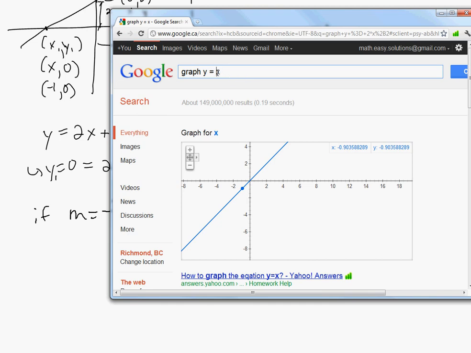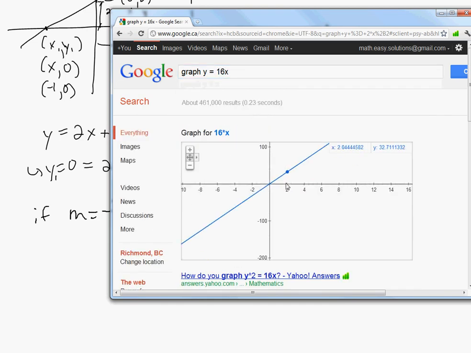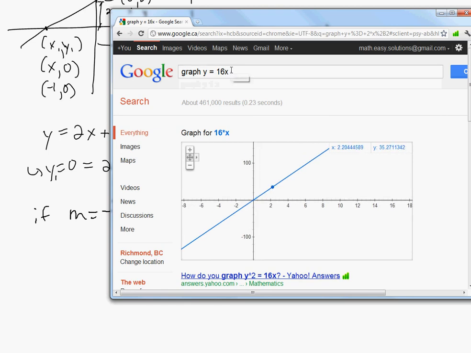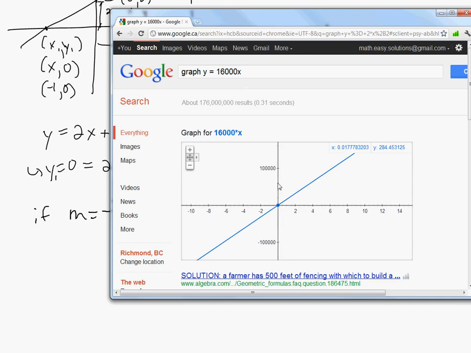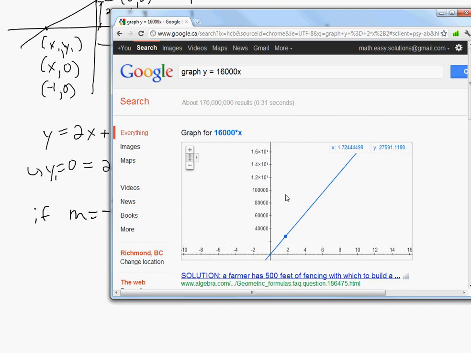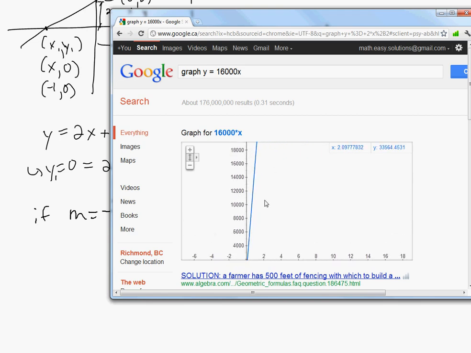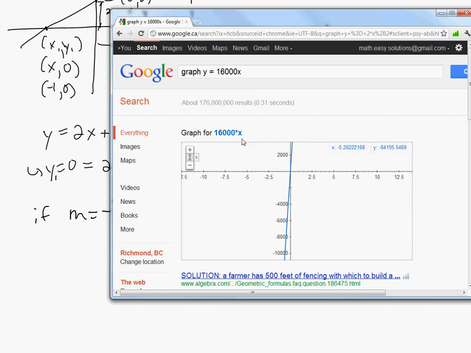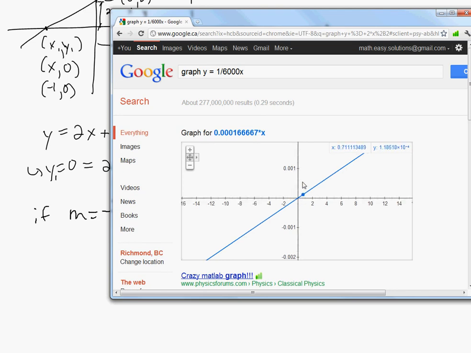If we have 16, or 17, this just becomes more steep. As you can see, there's 100 there, and let's go 1600, 1000. That's just really, really steep. If we zoom in this way, you can see that's all it is. Or you can go 1 divided by 16x, and now it's really, really flat.